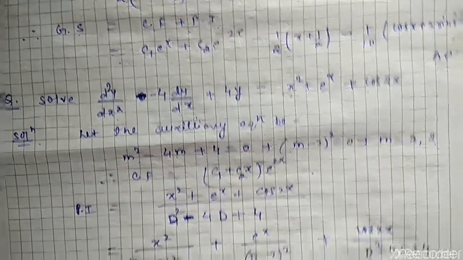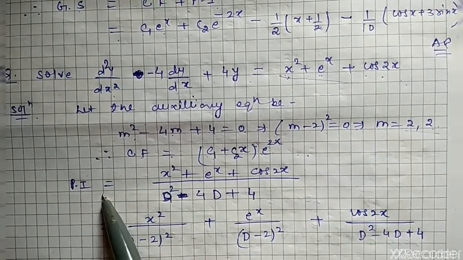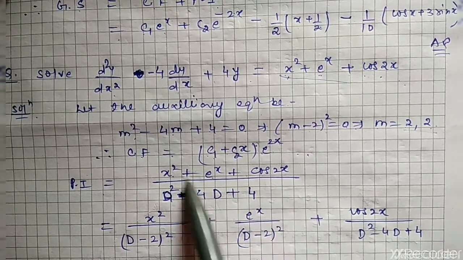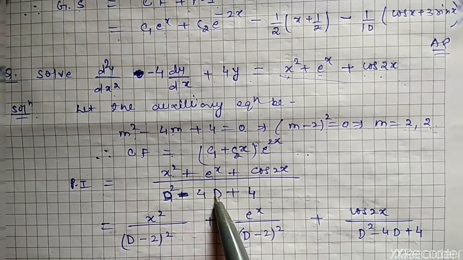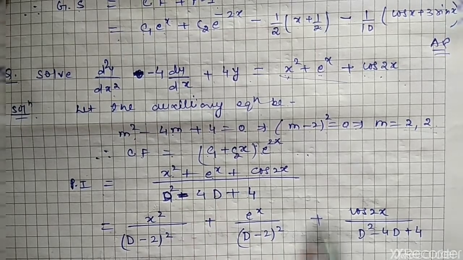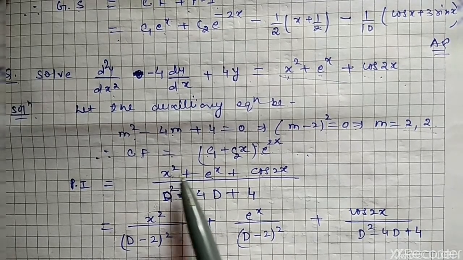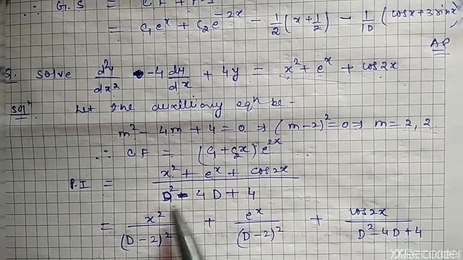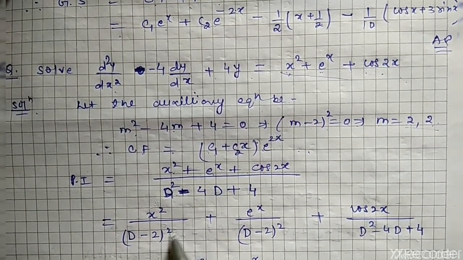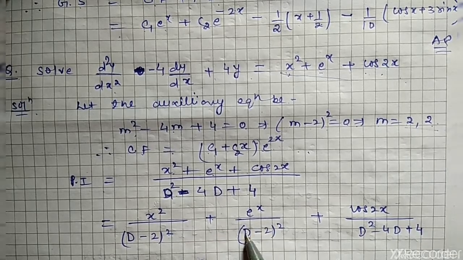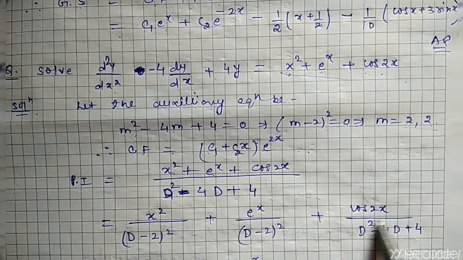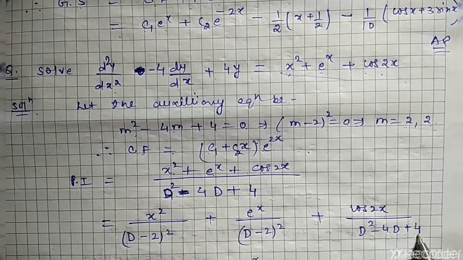Now let us see the particular integral. For the particular integral, we will write (x² + e^x + cos 2x) divided by (D² − 4D + 4). And first of all, we have to separate all these functions, whatever we have, the algebraic, exponential or trigonometric. So we will write x² divided by (D − 2)² plus e^x divided by (D − 2)² plus cos 2x divided by (D² − 4D + 4).